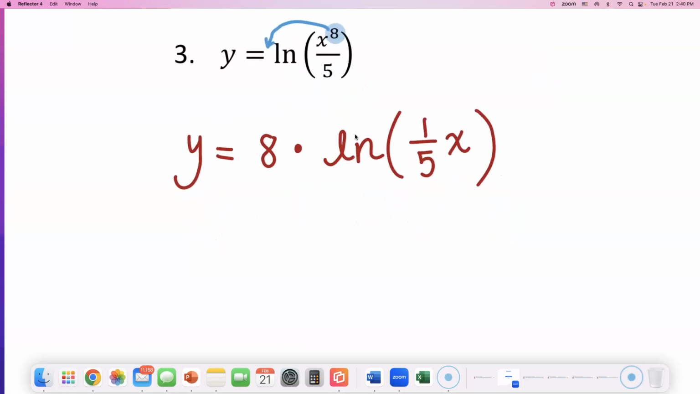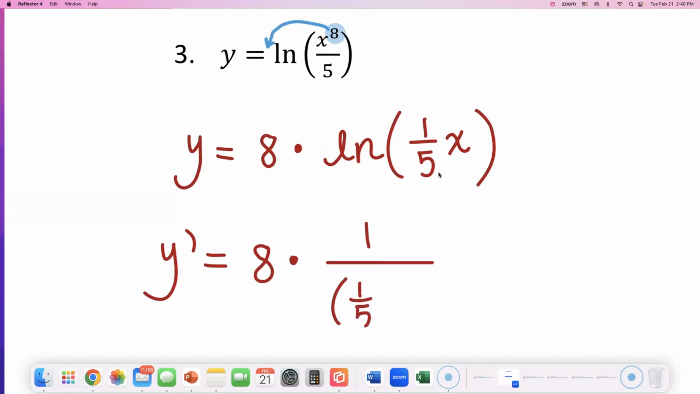Alrighty, let's take the derivative of this now. Y prime equals 8 times. If you take the derivative of natural log of something, it's always going to be 1 over that something. So you write down 1 over 5x in the denominator. But you need to now multiply this by the derivative of the inside part. Okay, what is the derivative of 1 over 5x? Well, that's going to be 1 over 5, right?